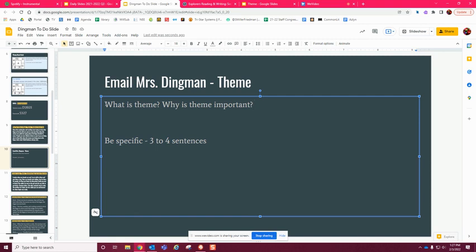Think about what we've been doing in reading so far. Things like knowing the theme. Why is that important to a story? What is the point of having a theme in a story? And then what is theme? Okay, so that'll be the first thing you're going to end up doing.